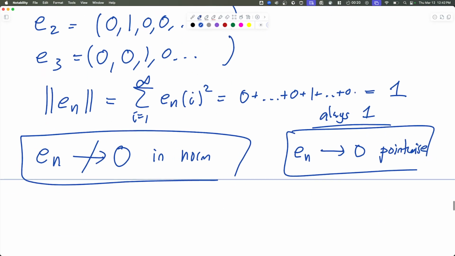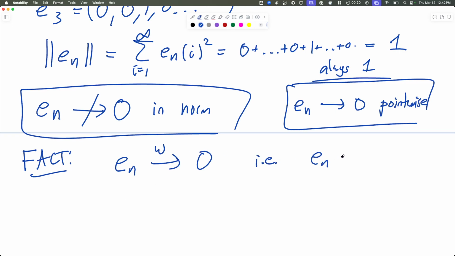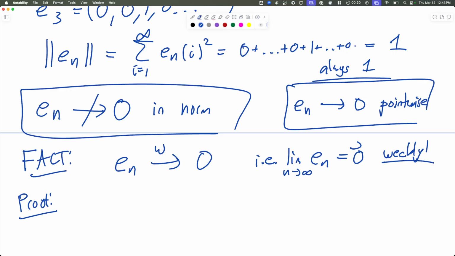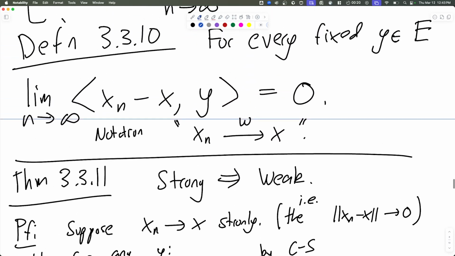Then the statement we are adding to the soup today, fact, claim: En goes to 0 weakly, i.e. the limit as n goes to infinity of En equals the 0 vector weakly. Okay, let's prove it. Proof. So, again, weak convergence is this idea: you have a test thing, and you test the thing you're trying to prove convergence on against the thing you're given, right? It's a for all y. That's the definition of weak convergence.